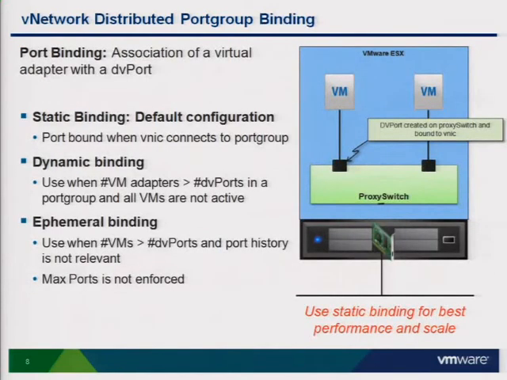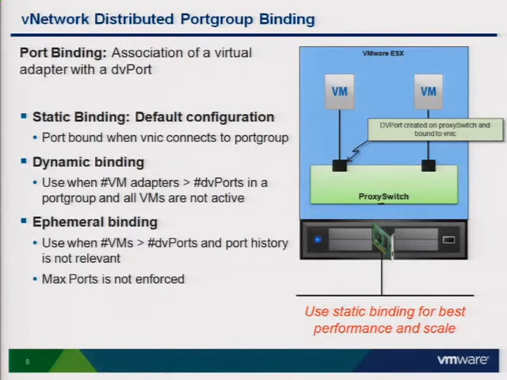So another concept that the vNetwork distributed port group brings to life is the notion of binding. So what is binding? The act of assigning a particular instance of a DV port to a virtual adapter is called binding. There are three types of bindings that the distributed virtual port group supports today. So the first one is static binding. This is the default configuration, and this is recommended for performance and scalability reasons as well.